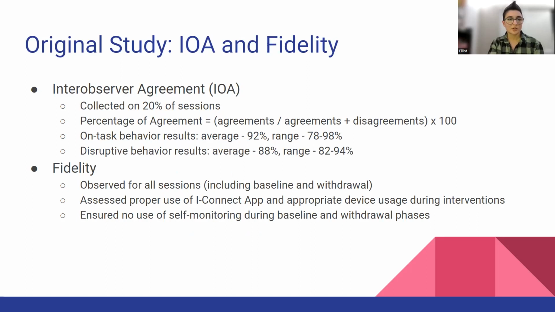The inter-observer agreement for this study was less than I think is typically standard for APA or ABA. They did 20% of total sessions. They calculated the percentage of agreement, so agreements divided by agreements plus disagreements, and then multiplied by 100. On-task behavior results were averaging about 92%, and disruptive behavior results averaging about 88%.